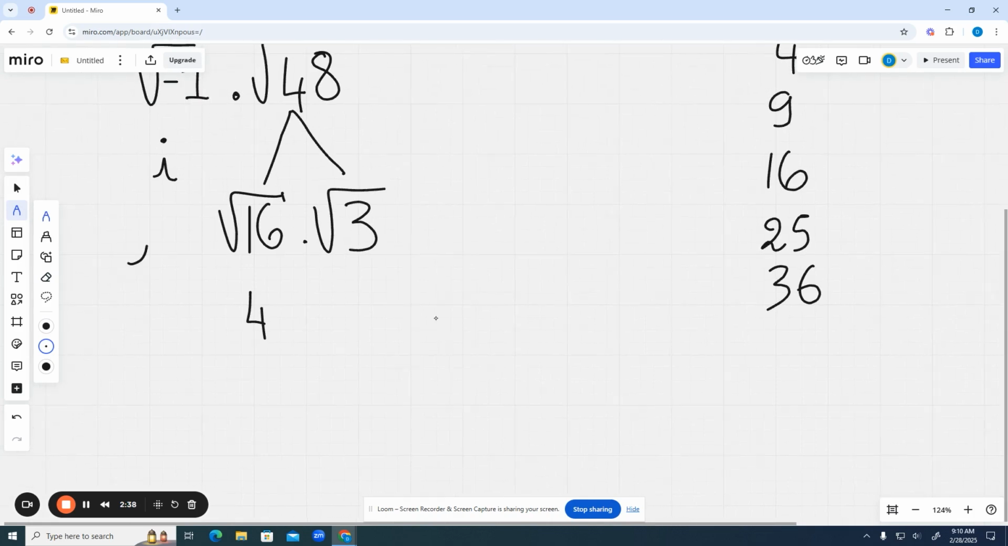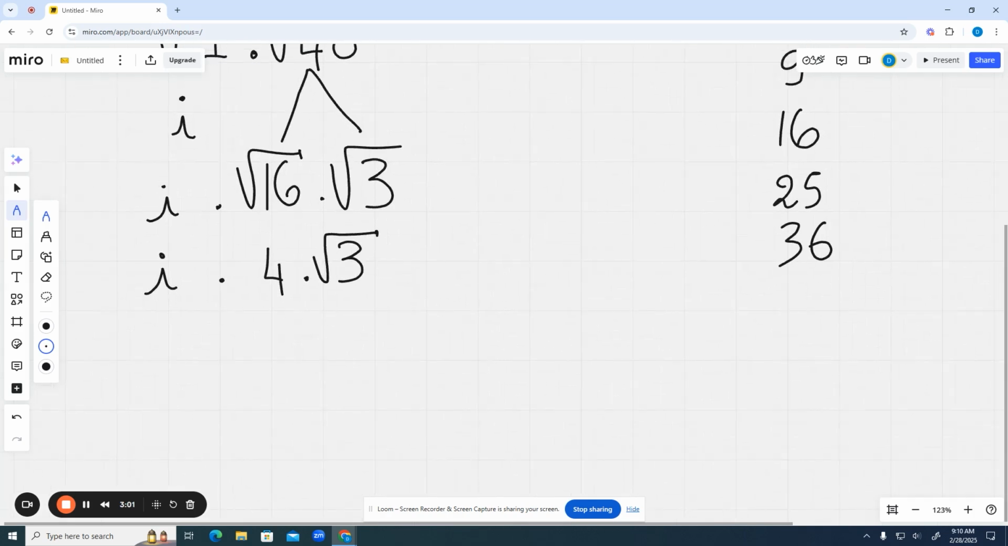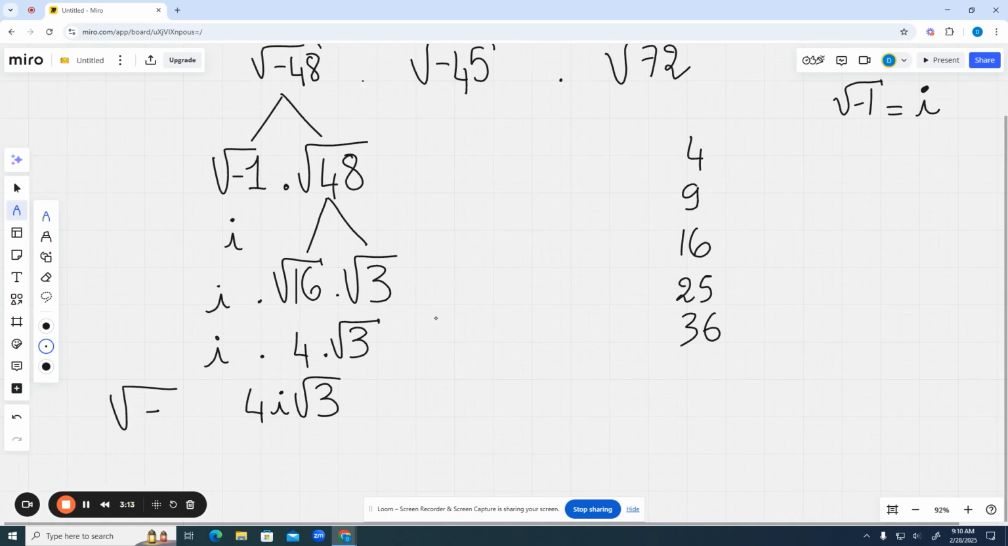So as I said, this is i times this. Don't forget your i here. So we have i times 4. We simplified the square root of 16, which gives us 4 times the square root of 3. We can do nothing with the square root of 3 because it's not a perfect square. This is like a leftover, if we can say that. So we're going to end up with 4i square root of 3. So the square root of -48 equals 4 times i times the square root of 3.